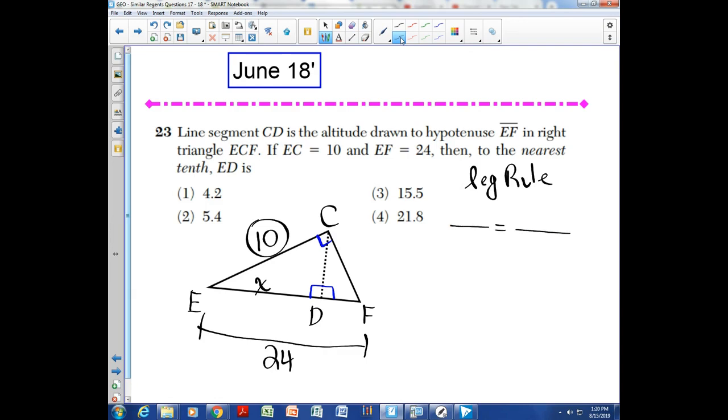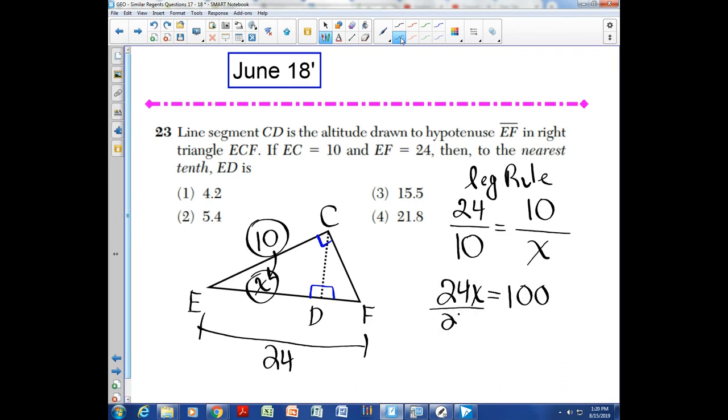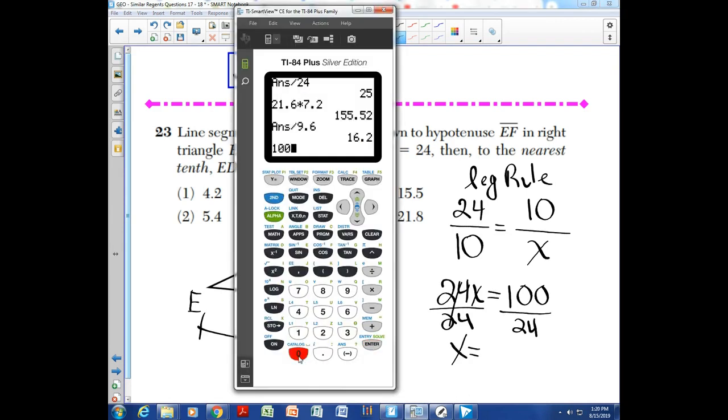You remember, the leg goes up here and down here. The whole entire hypotenuse goes up here on the left side. And the projection of the leg that we were using, which is the part right underneath it, which happens to be my x. So now I can cross multiply. 24x is equal to 100. Divide by 24. We get x is equal to 100 divided by 24, which is equal to 4.2.